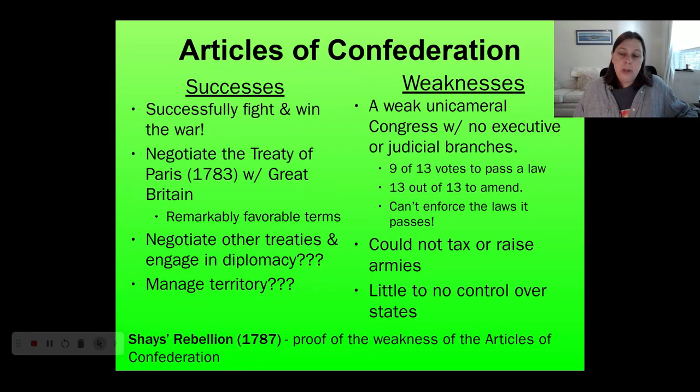So a lot of leading Americans who were like, well, we don't really want too strong of a government, we want to make sure that the states have more power, a lot of them saw Shays' Rebellion and were like, oopsie, maybe we swung a little too far in this direction. Maybe we do need a little bit of a stronger federal government.